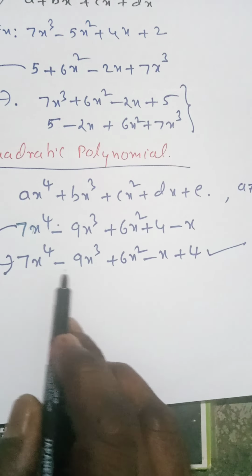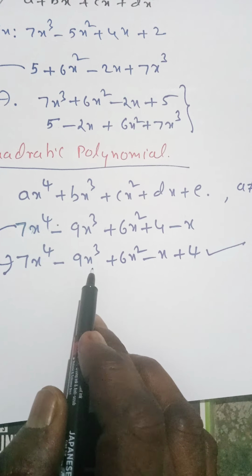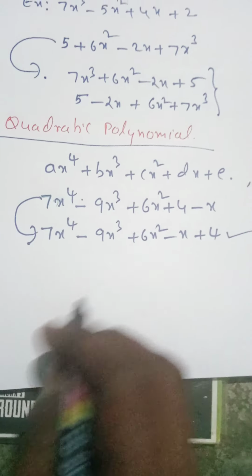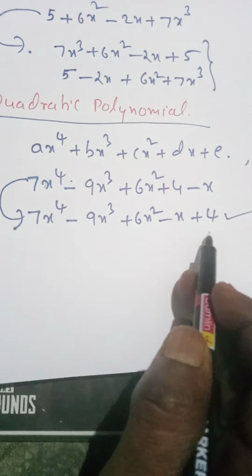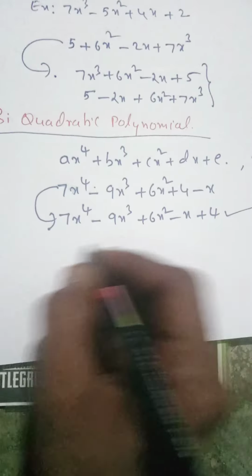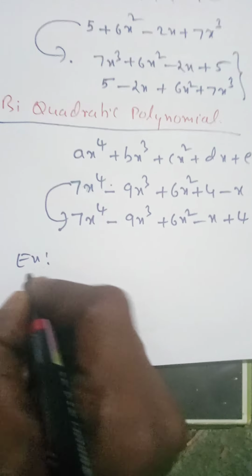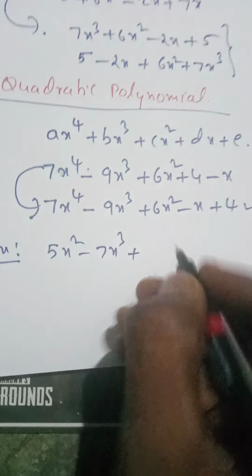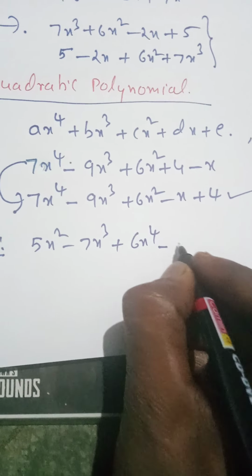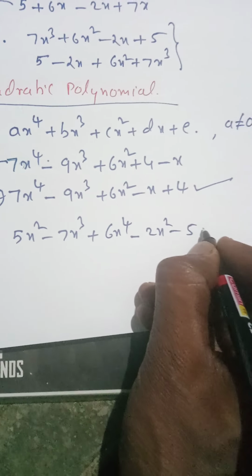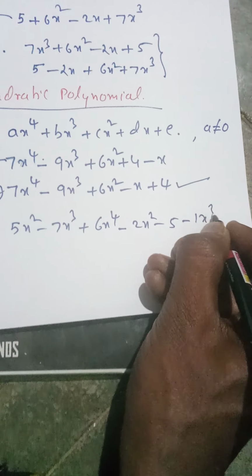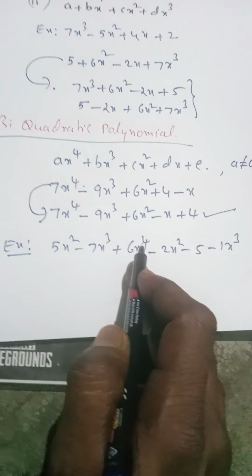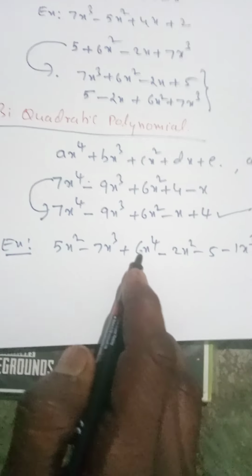Why? Because there are no two similar terms here. There is no chance to simplify the terms here. Suppose instead of these terms, I take one more example: 5x square minus 7x cube plus 6x to the power of 4 minus 2x square minus 5 and minus 1x cube. Once you check this expression clearly, the highest degree is 4. Then we can call it a biquadratic polynomial only, no problem.